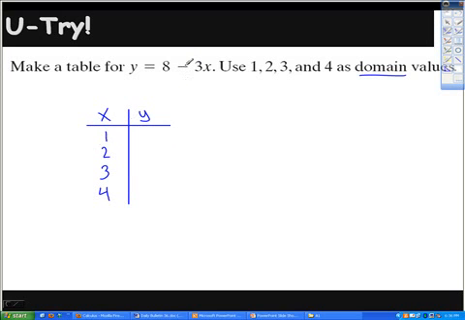So when x is 1, I'd have 8 minus 3, or 5. When x is 2, I'd have 8 minus 6, or 2. When x is 3, I'd have 8 minus 9, or -1. And when x is 4, I have 8 minus 12, or -4. So this whole thing is my table of values for that function.